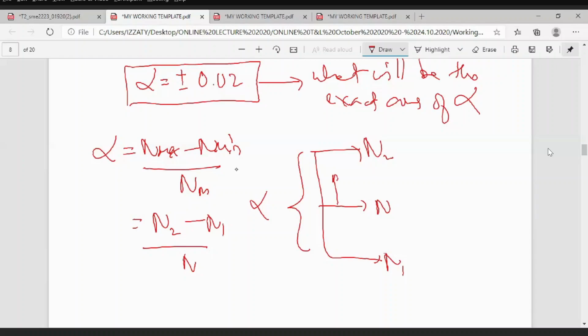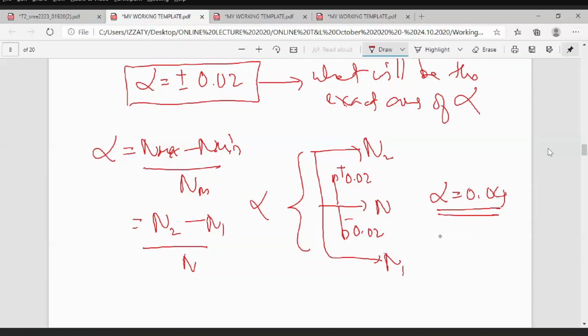This one will be 0.02. This one will be 0.02. Am I correct? Plus and minus. Yes or no? Yes, Doctor. So your alpha is basically what? Your alpha is basically what? 0.04. Your alpha is basically 0.04, isn't it?